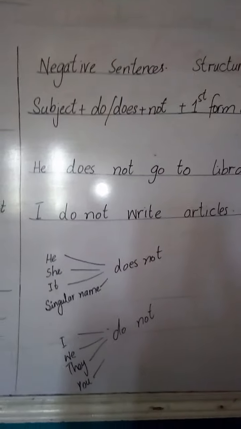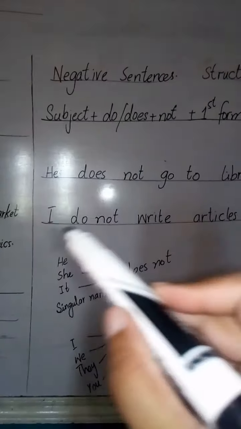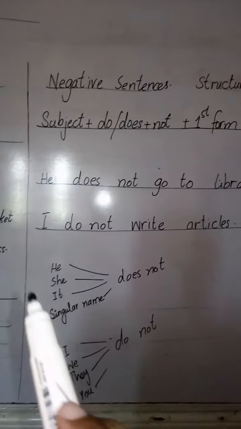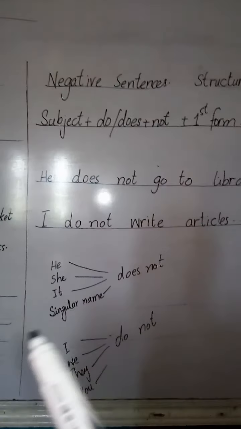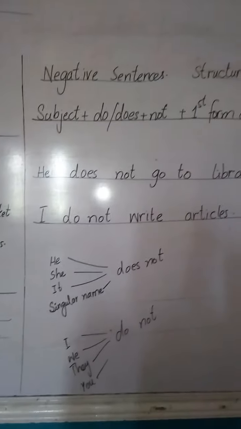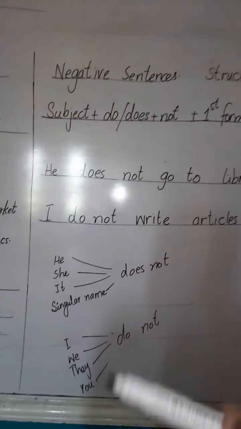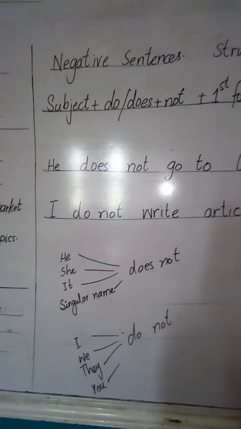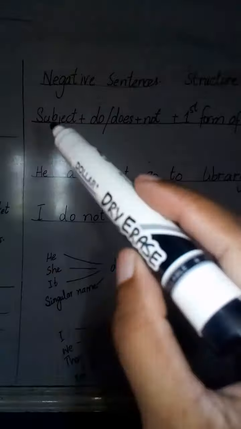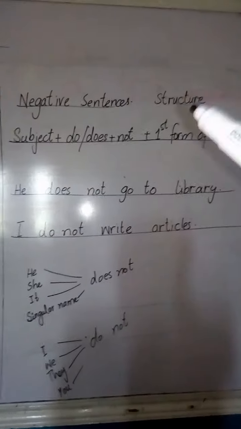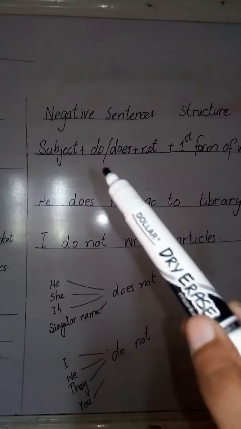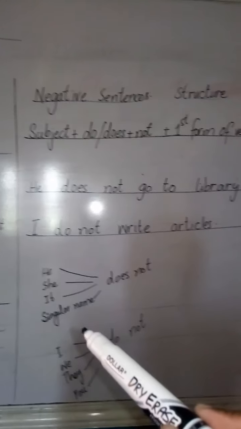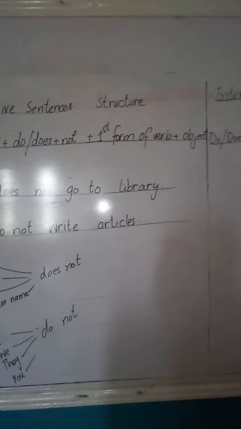For your convenience I write the subjects here, with which you have to write does not. He does not, she does not, it does not. A singular name, for example Ali, doesn't. And with the subjects I, we, they, you, we add do not. So is it clear now? Again we will revise the structure of negative sentences. Subject plus do or does not according to the subject, then we write first form of verb plus object.